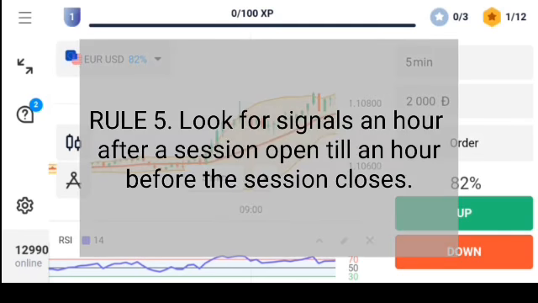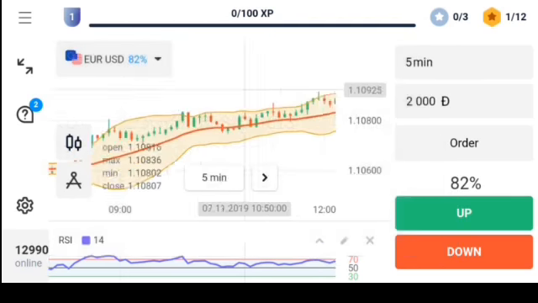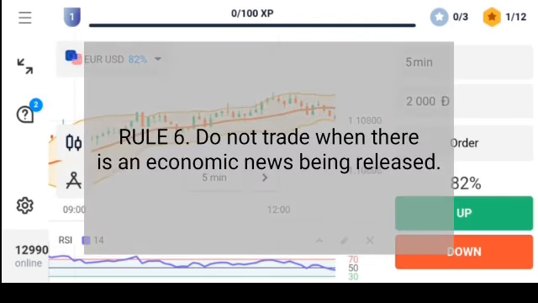Rule number 5. According to my analysis, the greatest number of entry points in this strategy occurs during the period after trading sessions open, like an hour after the trading session opens and before they close. Rule number 6: Don't trade when important economic news is being released.